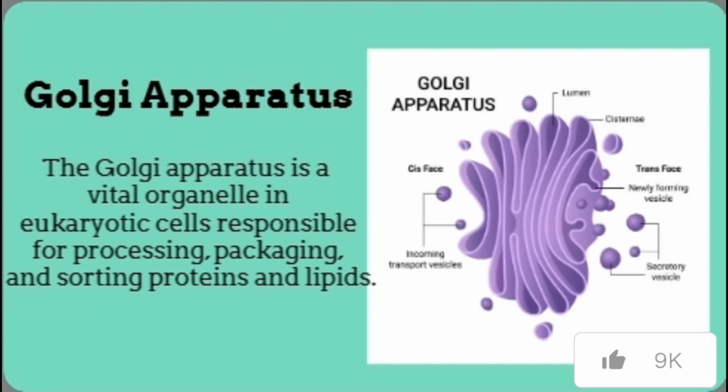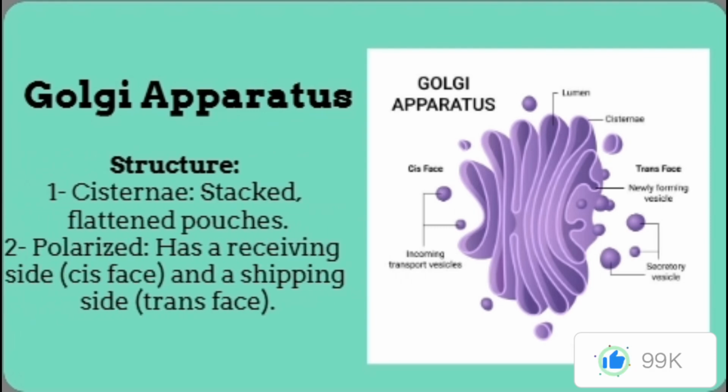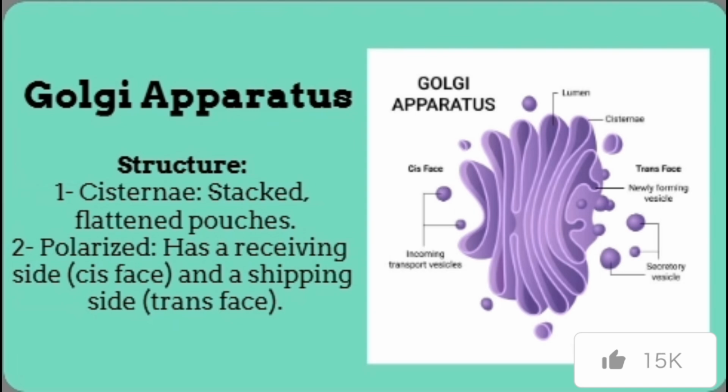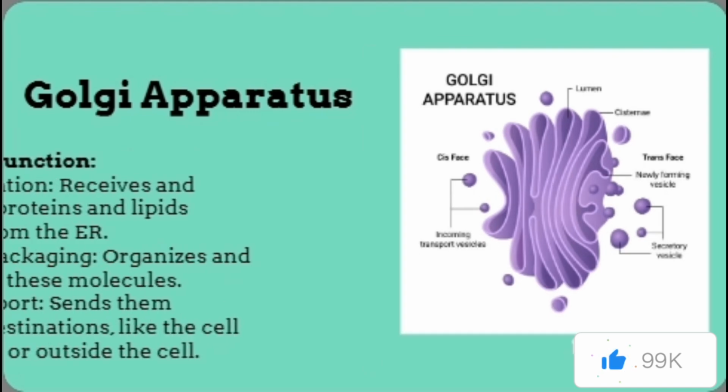Cellular organelles involved in the production and processing of proteins and lipids include the endoplasmic reticulum and the Golgi apparatus. The Golgi apparatus plays a critical role in eukaryotic cells by processing, packaging, and sorting proteins and lipids, essential for cell function and communication. The Golgi apparatus structure includes stacked, flattened pouches called cisternae. It is polarized, featuring a receiving side, the cis face, and a shipping side, the trans face.